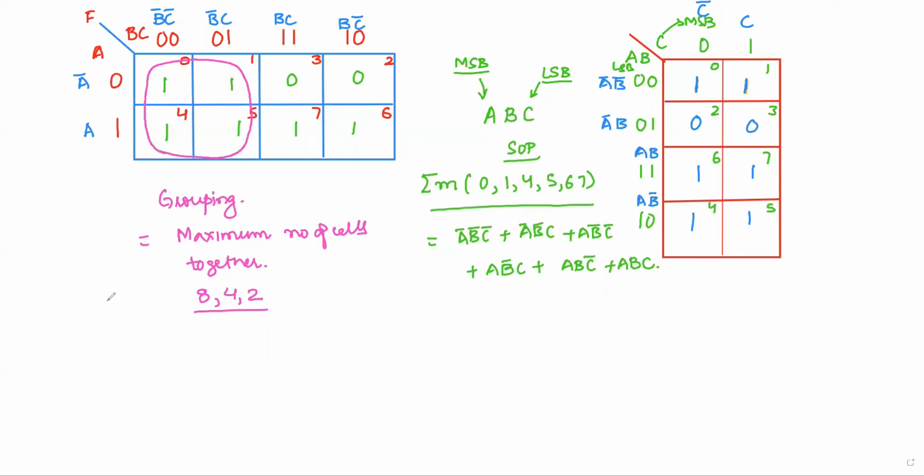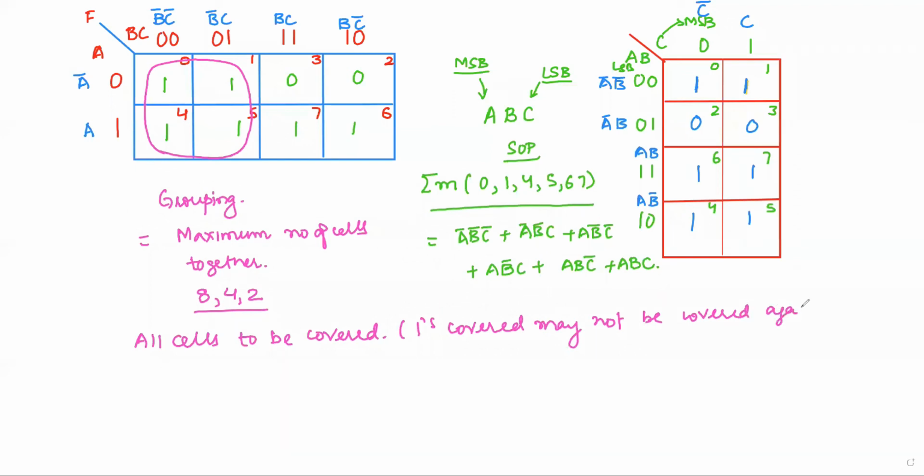And why are we doing this entire exercise? We want all cells to be covered. All cells to be covered. Now these two ones are not covered. So it's not like that once covered, it may not be covered again. It's not like that. You can cover as many ones as possible, any number of times. But the thing is, no repetition should be there.